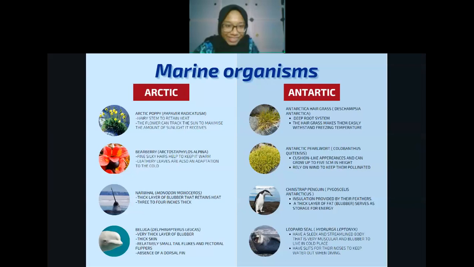And the next plant is the Antarctic pearlwort, Colobanthus quitensis. It has a cushion-like appearance and can grow up to 5 cm in height. It relies on wind to keep it pollinated. For the animals, the chinstrap penguin, Pygoscelis antarcticus, is able to withstand extreme cold due to the insulation provided by its feathers. They also have a thick layer of fat, which is blubber, serving as storage for their energy.